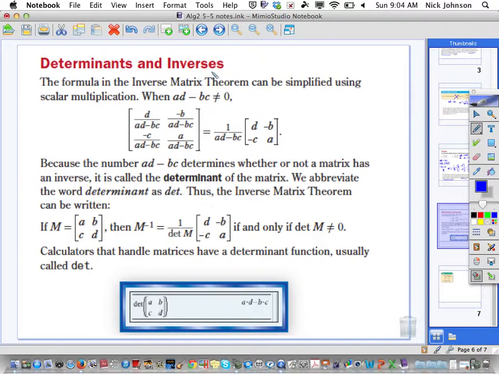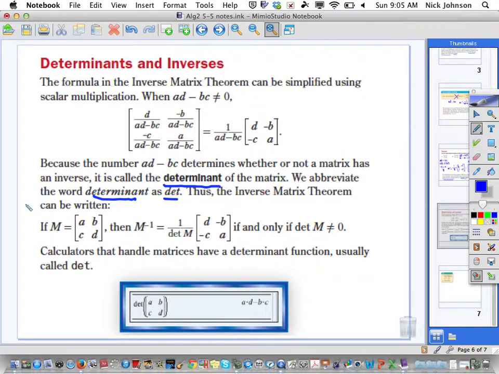Determinants and inverses. The formula in the inverse matrix theorem can be simplified using a scalar multiplication. This is what I showed you. 1 over all that times that matrix, okay? Because the number A times D minus B times C determines whether or not a matrix has an inverse, it is called a determinant. So a determinant determines if it has an inverse or not. We abbreviate the word determinant as DET.